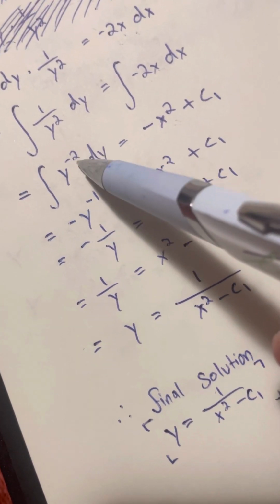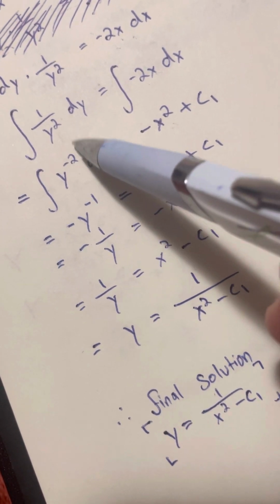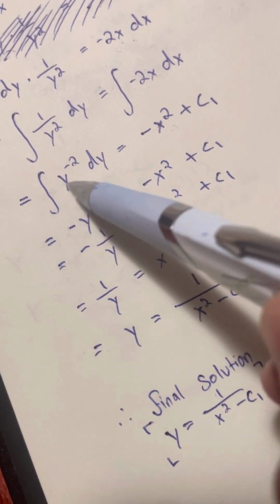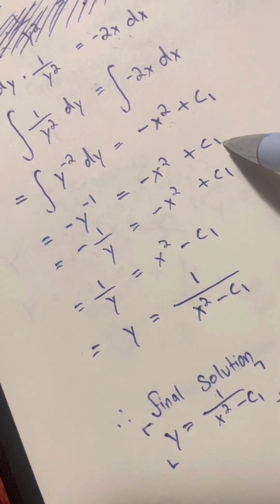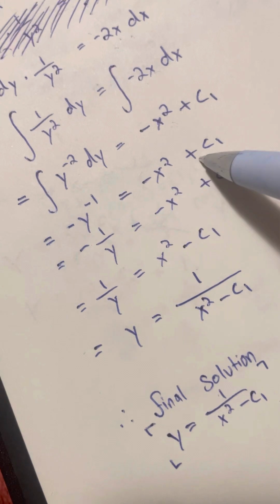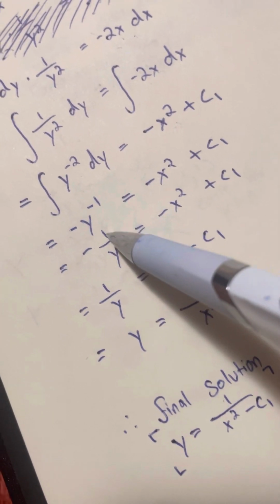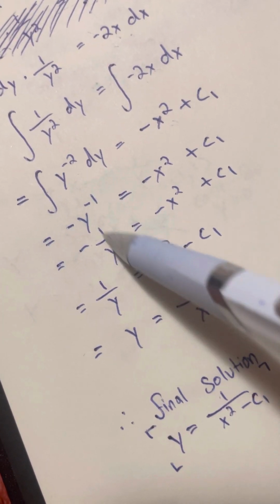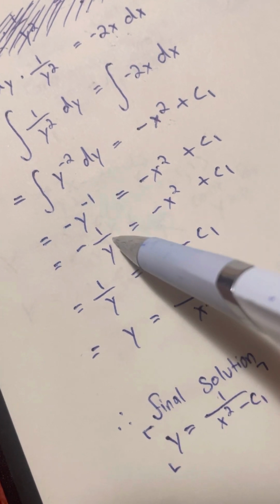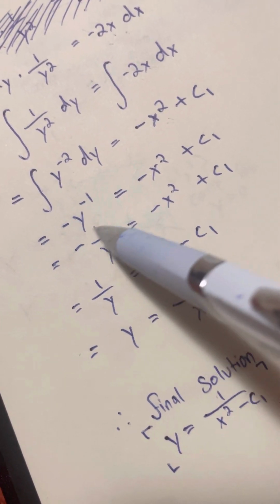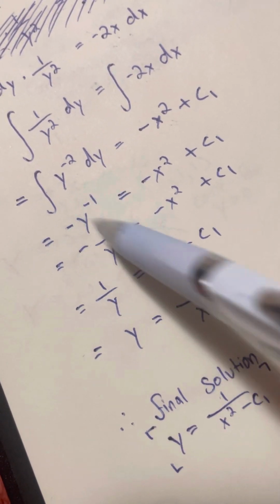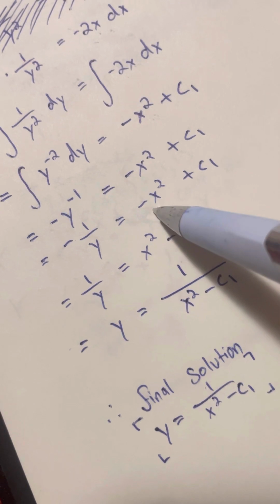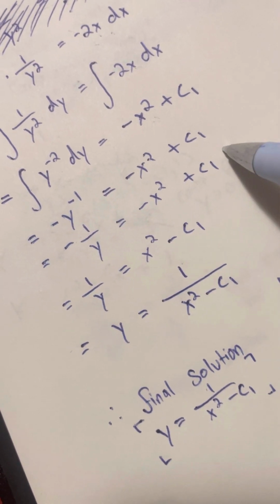And here you get, so negative 2 plus 1 will get negative 1, divide by negative 1, you'll just get negative y to the negative 1. And here's our integrated form so far, but it's not complete. We can simplify much further. So we can bring y to the bottom here, and we'll get a positive numerator of 1, so we don't have to write it. And we'll get 1 over y, and this is a negative fraction because of the negative here. So negative 1 over y is equal to negative x squared plus c1.